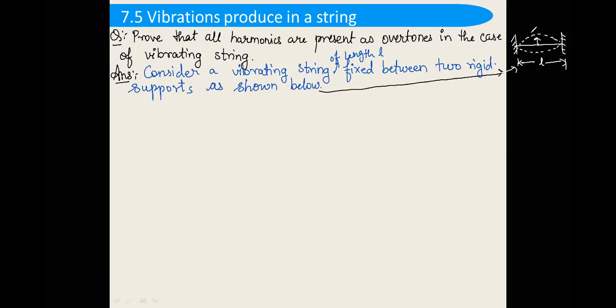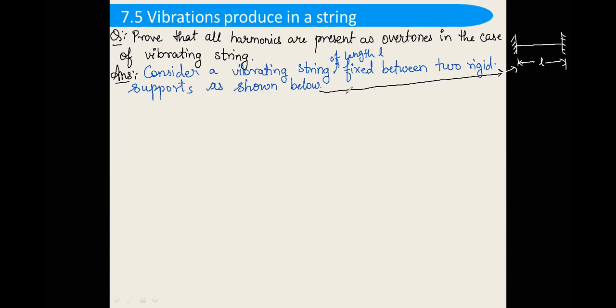But suppose I pluck that string from some other position, the midpoint between the center and one of the ends. Suppose this is the position where I pluck. So I am going to get two loops like this. By this we can vary the number of loops and observe at least three loops. The number of loops is classified in terms of mode 1, mode 2, mode 3. Mode 1 will contain one loop, mode 2 will contain two loops, and mode 3 will contain three loops.